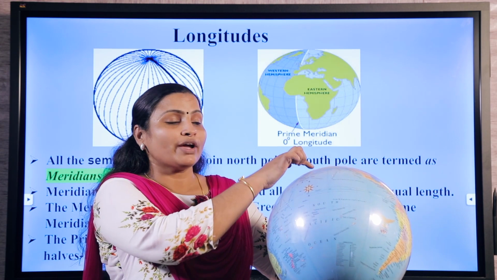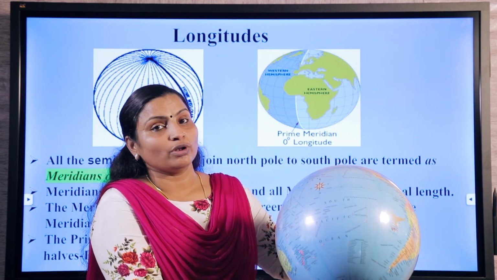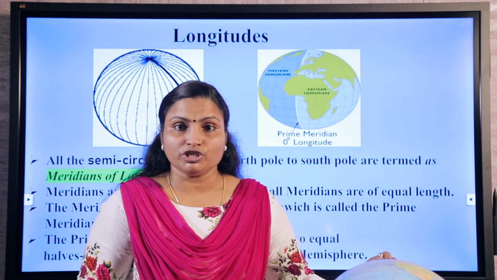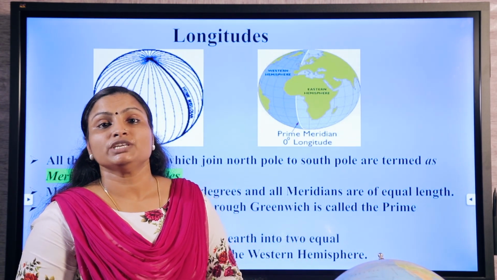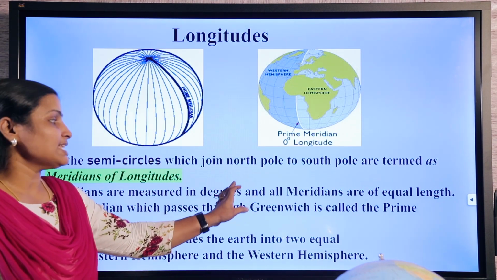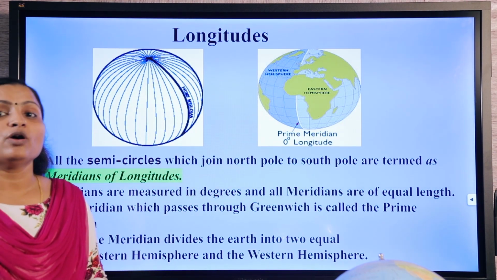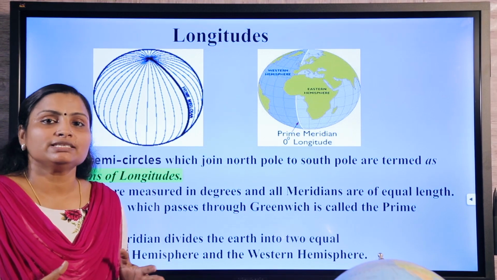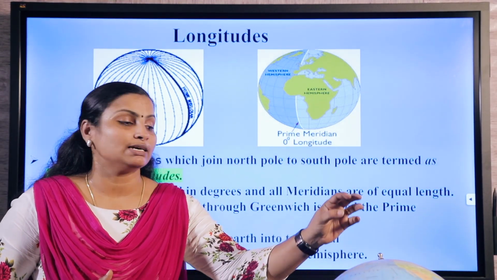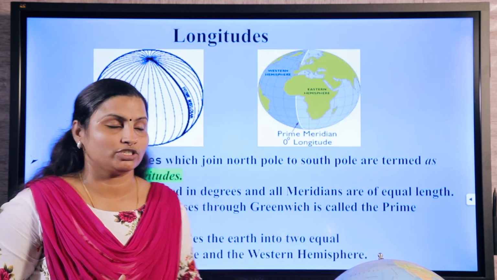Semicircles which join the North Pole to the South Pole are called longitudes. There are many longitudes. It is not easy to number these longitudes. Meridians are measured in degrees and all meridians are of equal length. All semicircles are of equal length and all semicircles meet at the same point.